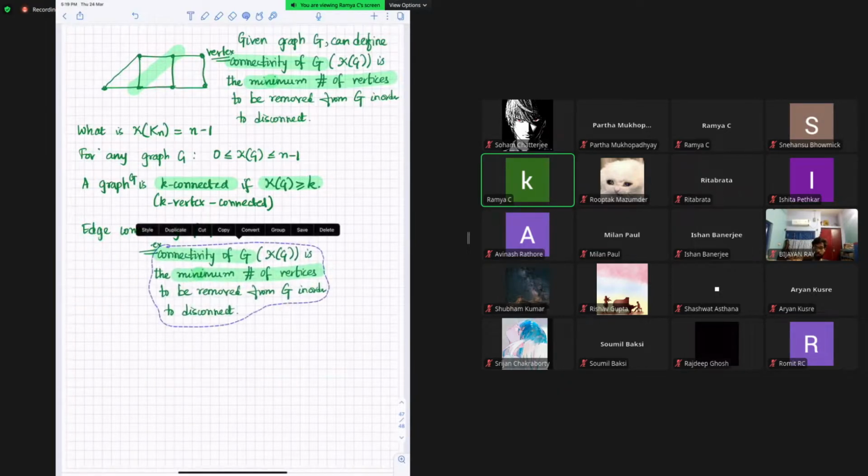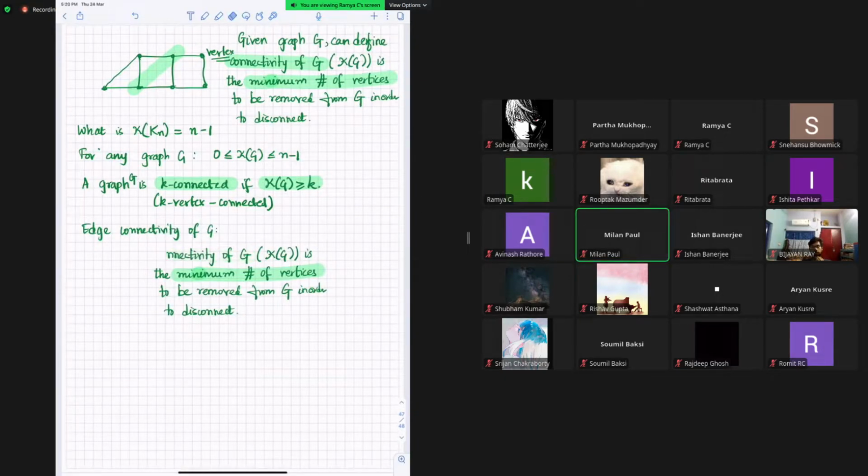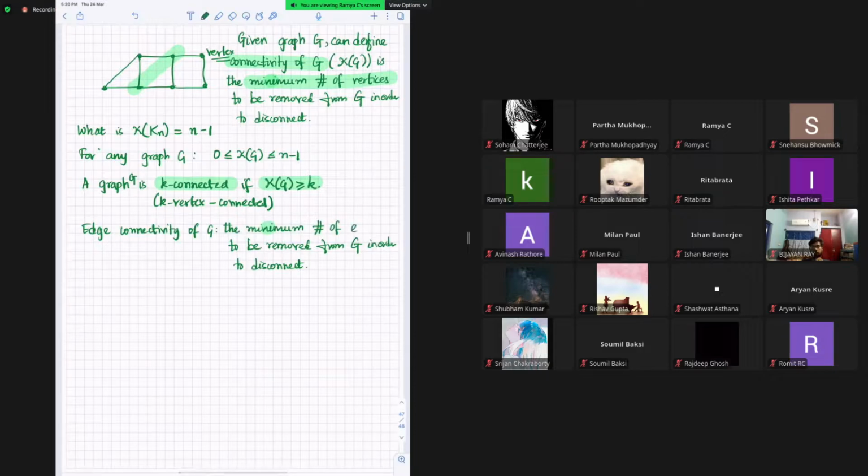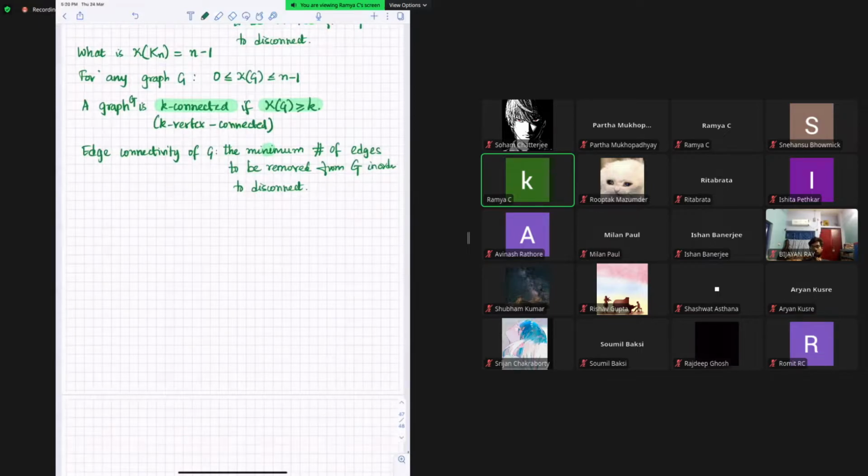Okay, anybody wants to try the definition? What is edge connectivity? If you can't try this, it means this is not clear to you. The minimum number of edges to be removed. Right, so the minimum number of edges you can remove in order to disconnect the graph. So it's the size of the smallest edge cut, and this is denoted by lambda of G.